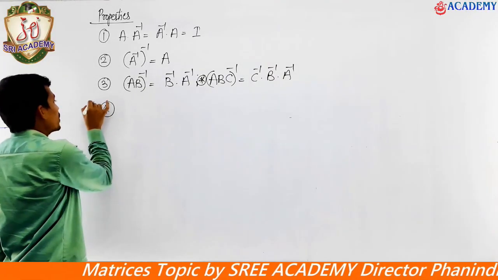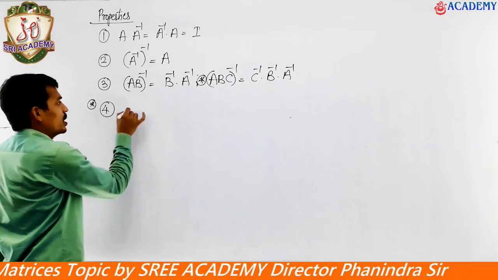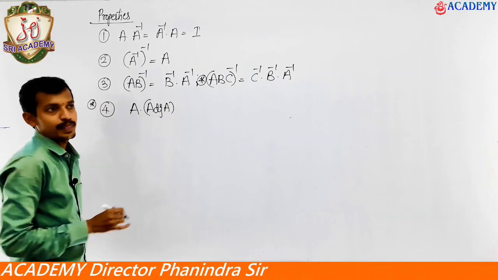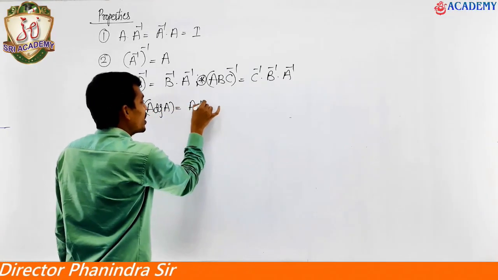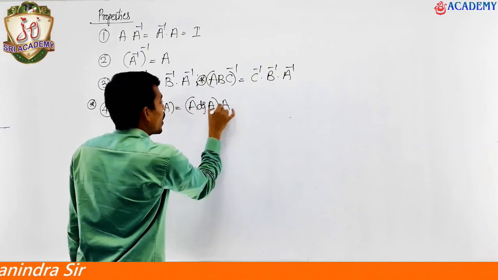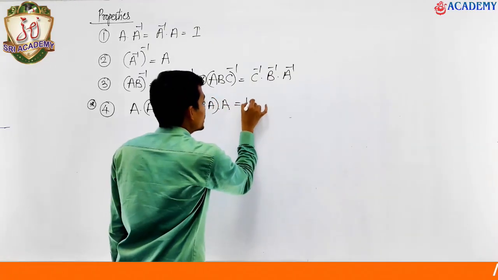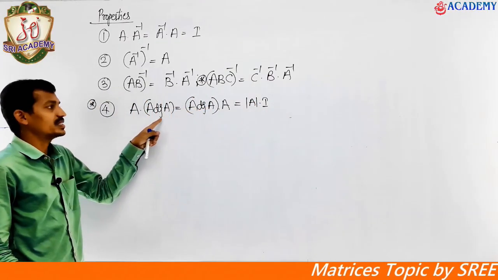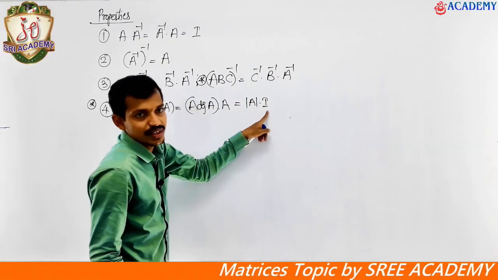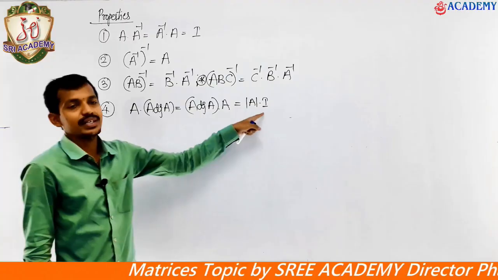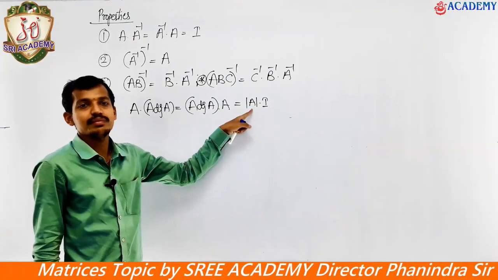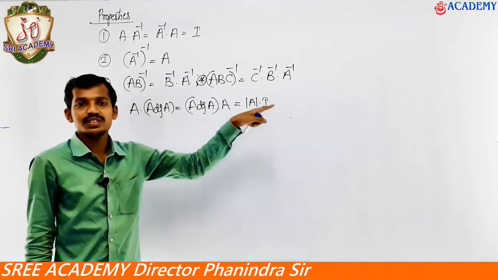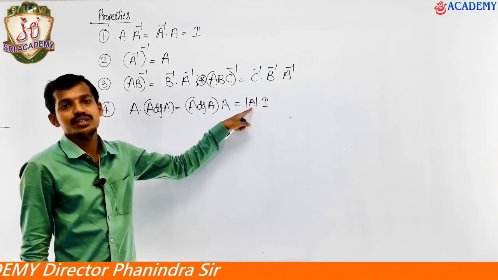One more very important: A into adjoint of A, or adjoint of A into A, is always going to be determinant of A into I. If you multiply a matrix with its adjoint matrix, you will get determinant of A into I. It is also a matrix, right? The determinant of A is nothing but a number. Identity matrix is nothing but 1 0 0, 0 1 0, 0 0 1. In place of 1 you are going to get determinant of A.